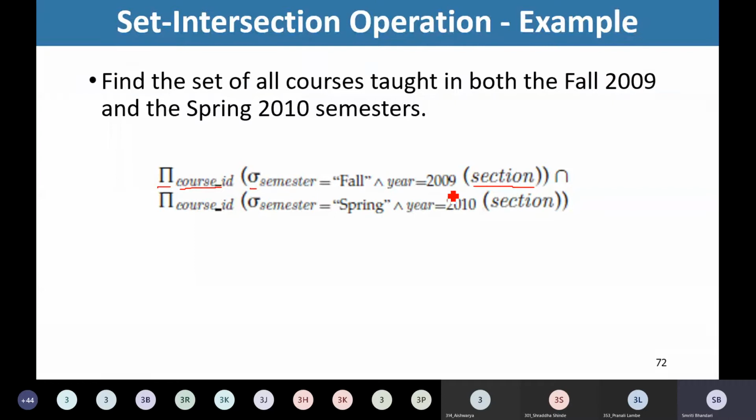Similarly, it is possible to write the query to extract the course ID from the section table such that those courses are taught in spring 2010. And what we are asked for, we want to extract all courses taught in both. So what we need to do is pick the common course IDs from these relations, and that is why we are making use of the intersection operation. Right? Am I correct?